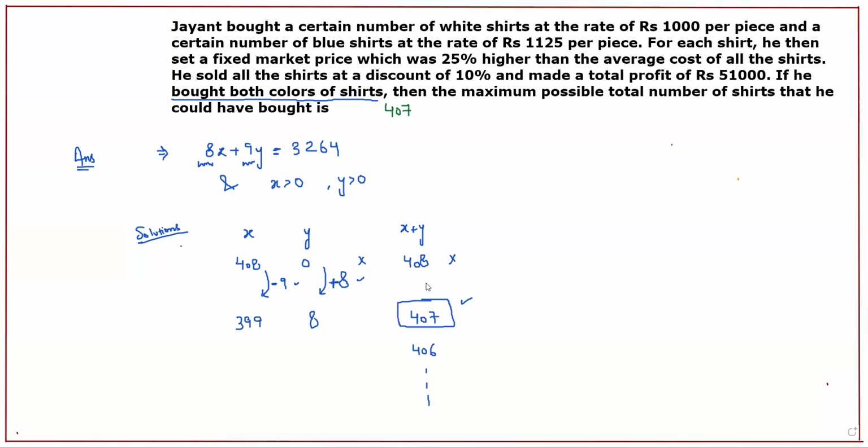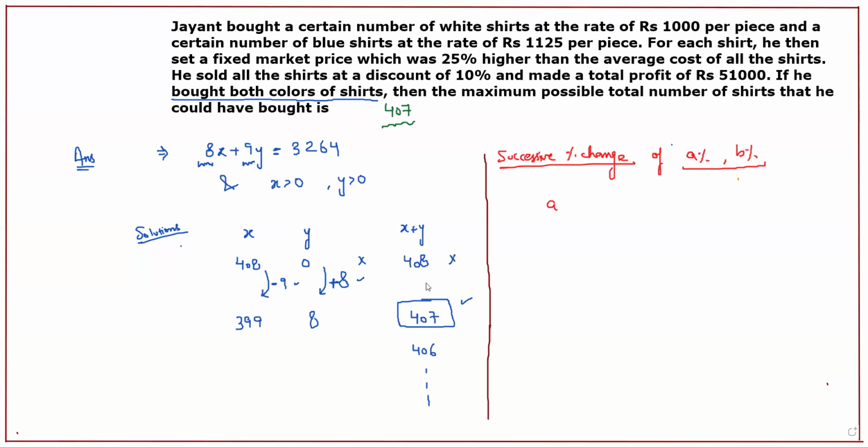But this is a whole step-by-step process. I will not recommend this. Learn something new to save your time. You can apply successive percentage change here. Successive percentage change of A% and B% means if there is a change of two percentages back to back, first an increase and then a decrease, or both increase or both decrease, whatever it is, as long as it is back to back. For example, here we have 25% and 10%.